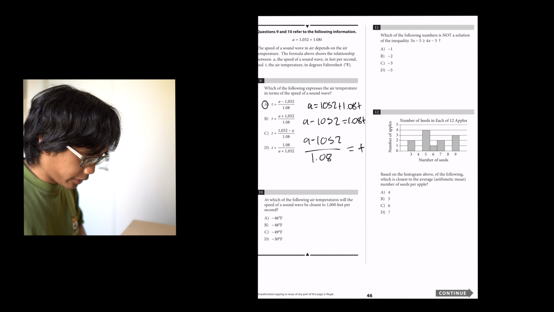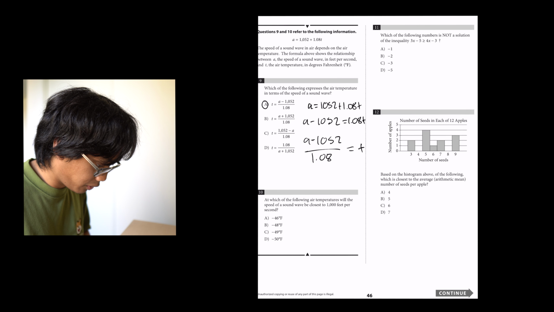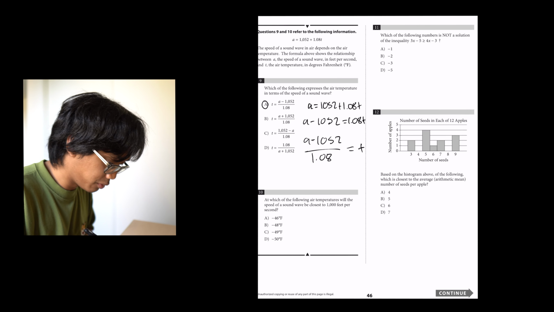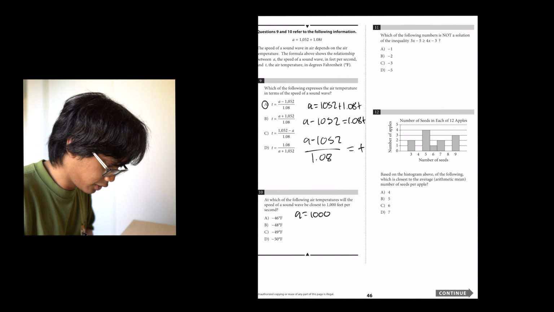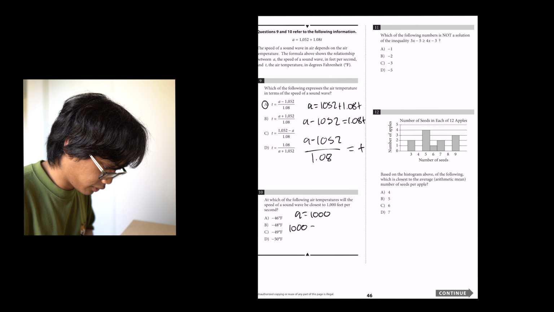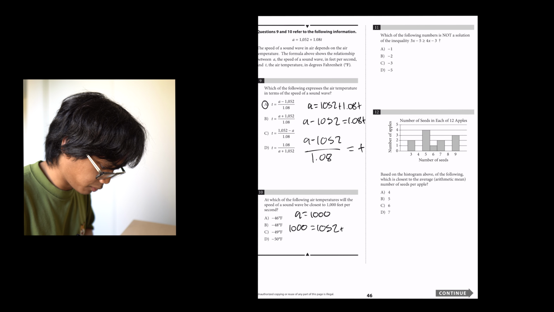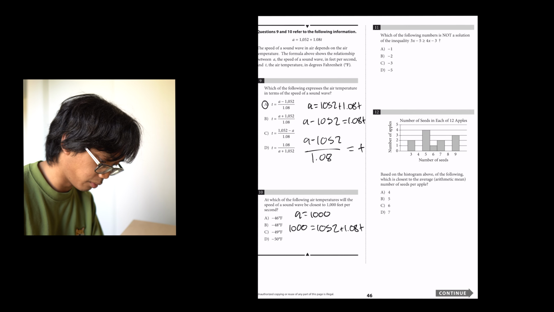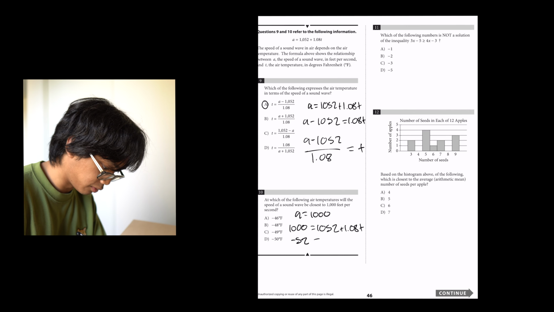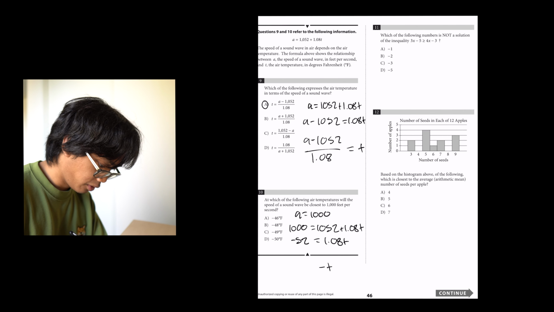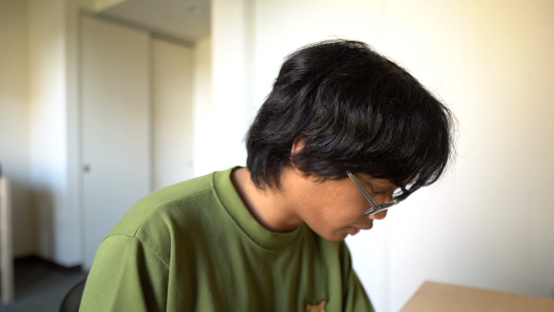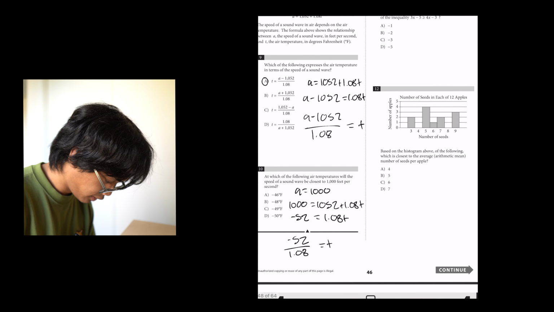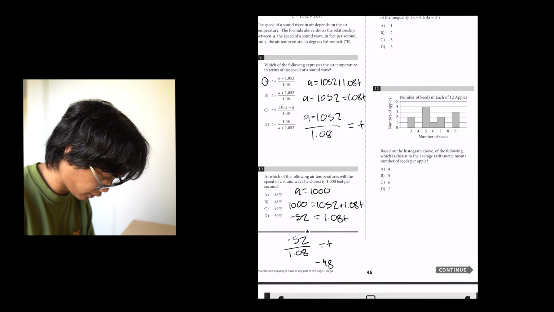At which of the following air temperatures will the speed of a sound wave be closest to 1,000 feet per second? So that means we want A to be 1,000, and so what we can do is 1,000 equals 1052 plus 1.08T, and then if we subtract 1052, we'll get negative 52 equals 1.08T, and then we can divide by 1.08, and that'll give us the temperature. I don't have a calculator with me, which probably would have been good to have, but it should be negative 48, I think. Should be answer choice B.